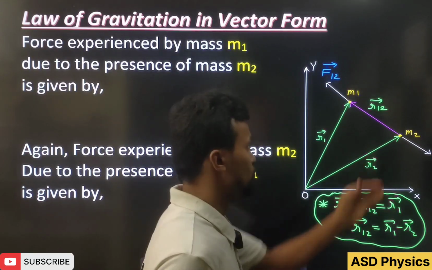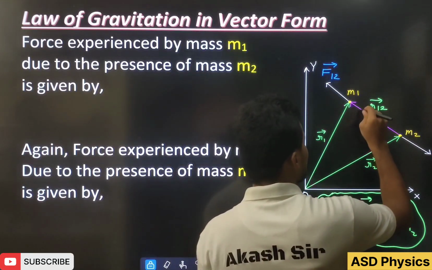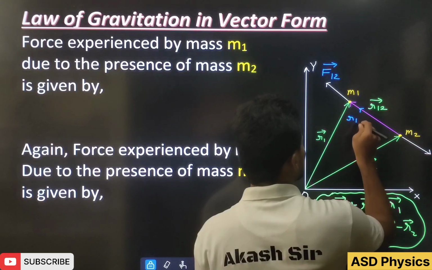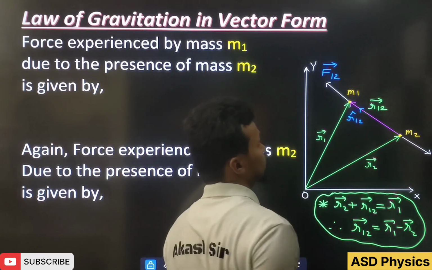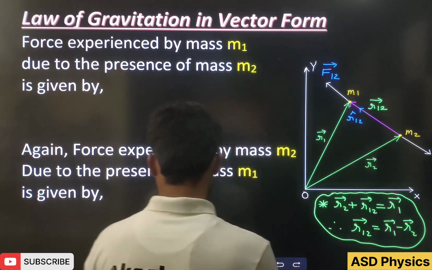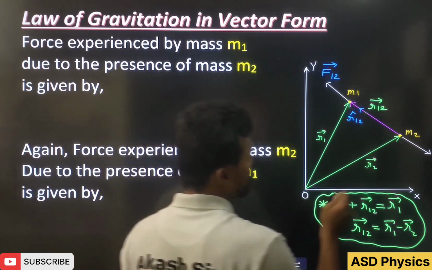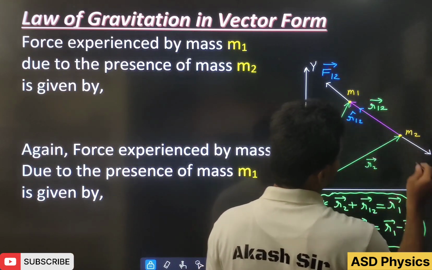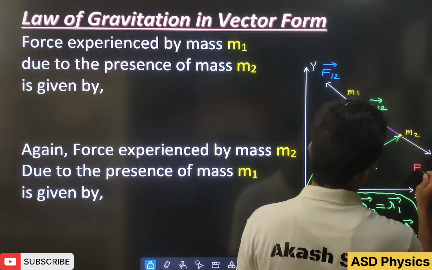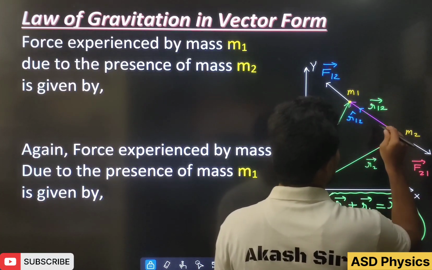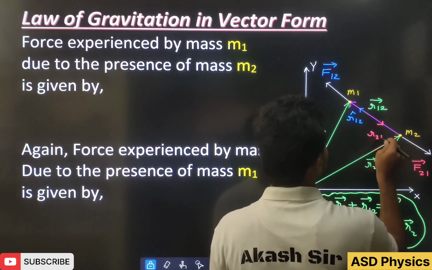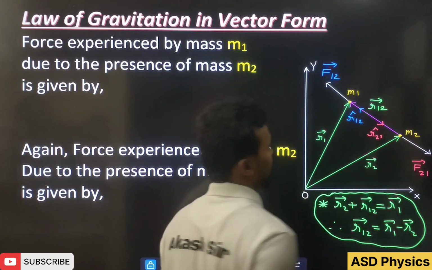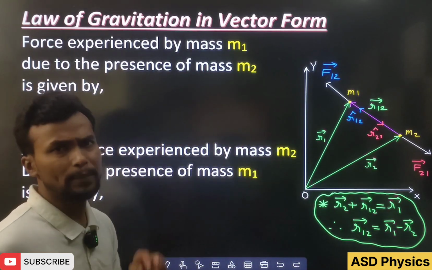Okay, F12, and in this direction, remember that the unit vector in this direction is R12 cap. I have taken R12 cap along the direction of R. Similarly, the force experienced by mass 2 due to the presence of M1 is F21, and in this situation I have taken this direction's unit vector, R21 cap. So this is the basic diagram.